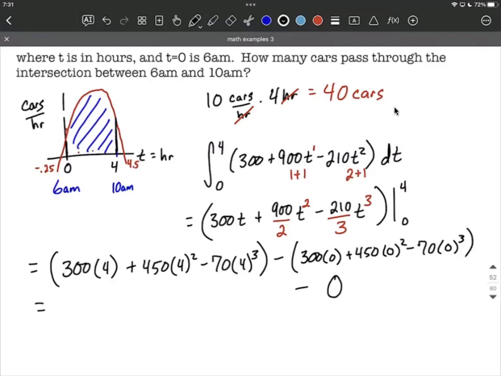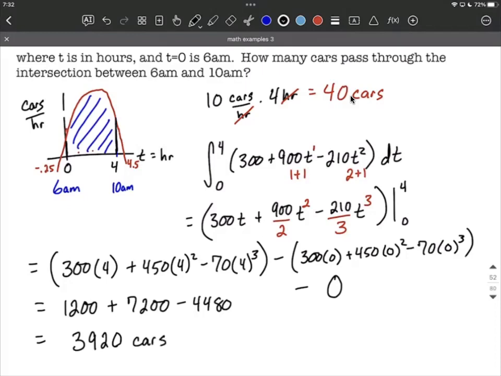From here, it's just a little bit of computation. We're going to do 300 times 4, which is 1200, plus 450 times 16, since 4 squared is 16, makes 7200, minus 70 times 4 cubed, which is 64, works out to be 4,480. Combine these together, we get 3,920. And remember, our units were going to be number of cars.